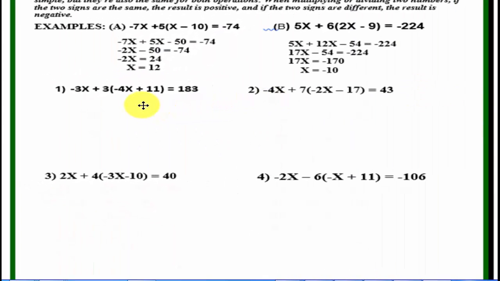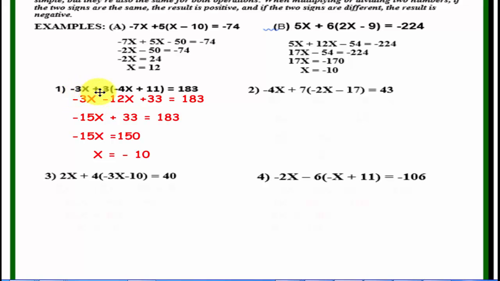Okay, welcome back. Let's see how well you did. All right, here we have negative 3x plus 3 times negative 4x plus 11, and it's equal to 183. So to simplify that, here's negative 3x. 3 times negative 4 is negative 12x. Plus 33 equals 183. Then we're going to take our negative 3x, and we have negative 12x. By the rule, it's going to be negative 15x, plus 33 equals 183.